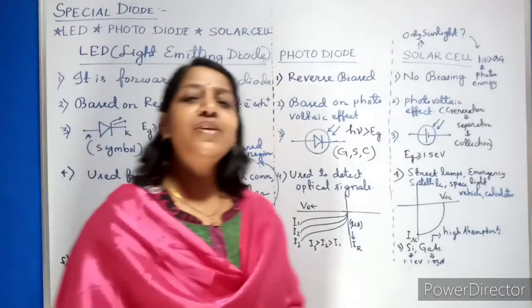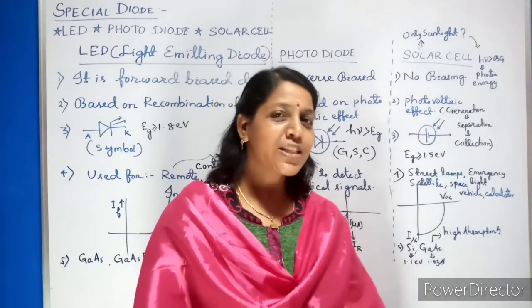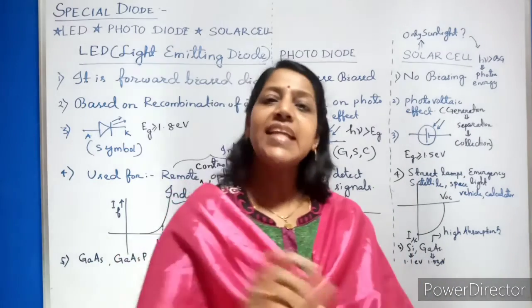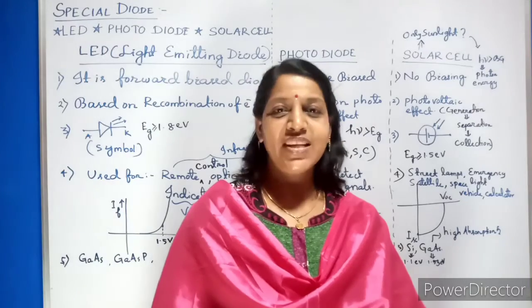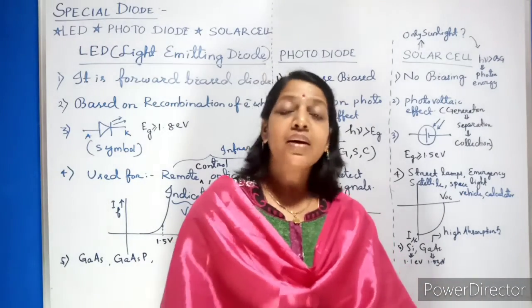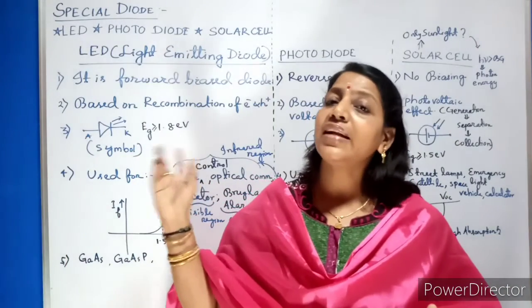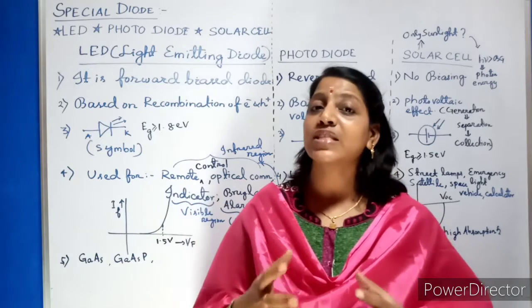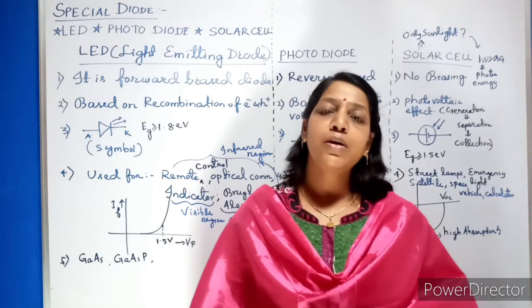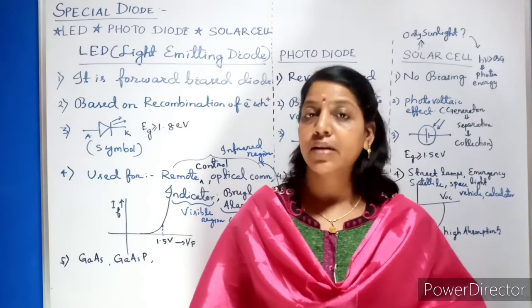See, the speciality of your photodiode is that it is always reverse biased. Reverse bias means your P side is given to the negative of the supply and the N side is given to the positive of the supply. So oppositely connected, hence it is reverse biased. Now, the functionality of the LED, how it operates, is nothing but the process of recombination. This is a one mark question always asked in most competitive examinations. LED operates on the process of recombination.